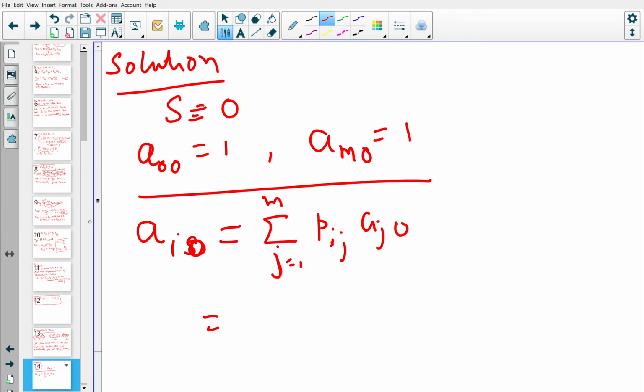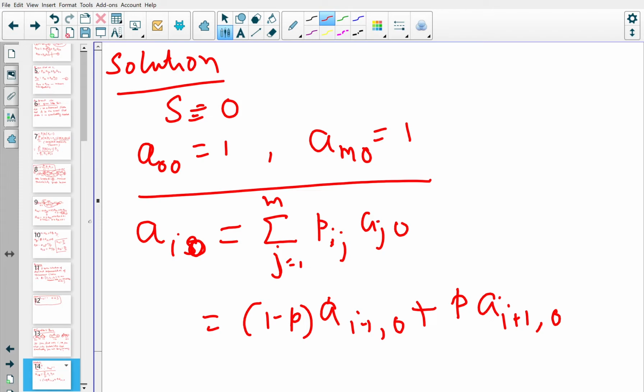From state i, you can go to state i minus 1 when you lose, and that probability of losing is 1 minus p, which is P_ij here. So this is A_(i-1),0, plus, you can also win: with probability p you go to the next state, A_(i+1),0, right? And this is true for i equal to anything between 1 and M minus 1. Once you are in state M, you will leave the game, you will win, right? So you leave the game.